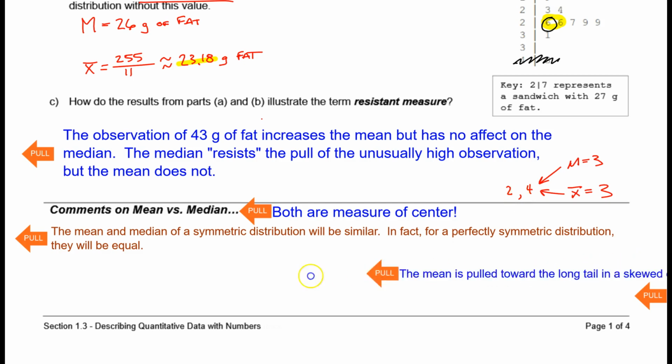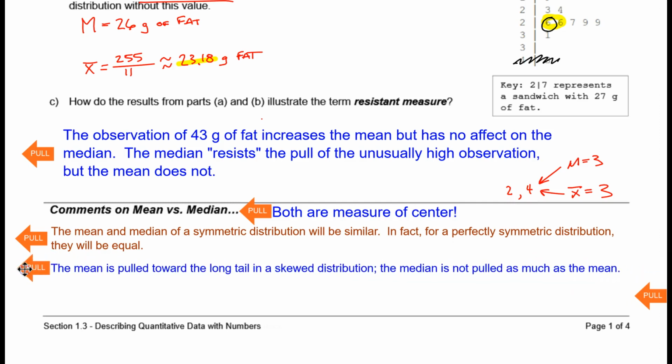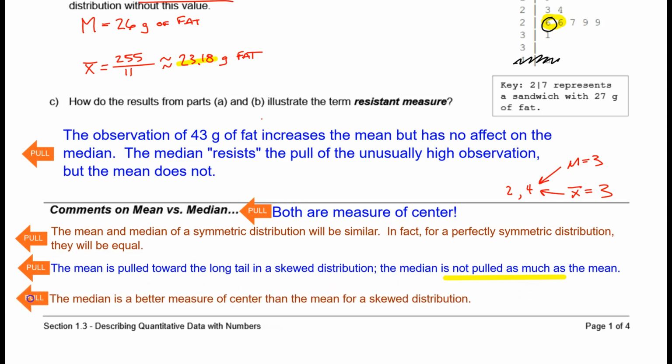Okay, another comment here. The mean is pulled toward the long tail in a skewed distribution. The median is not pulled as much as the mean. So that's why, again, not real exact language here, I said it's not pulled as much. And the reason why I'm saying that is because the median is still affected by unusually high observations. It's just not affected as much as the mean. Okay, last thing I want to mention here is the median is a better measure of center than the mean for a skewed distribution. So anytime we're working with skewed distributions and I ask you what's the center of the distribution, you should automatically be using the median rather than the mean.